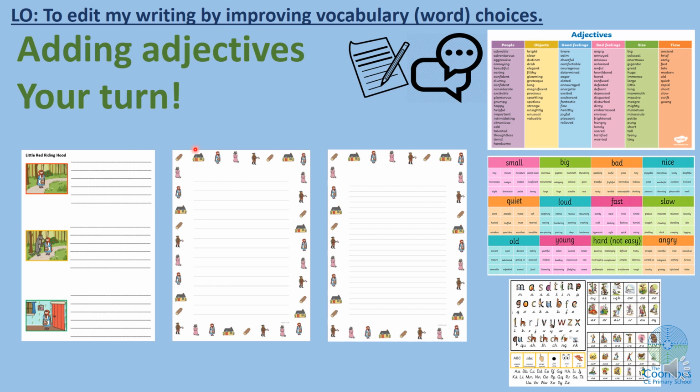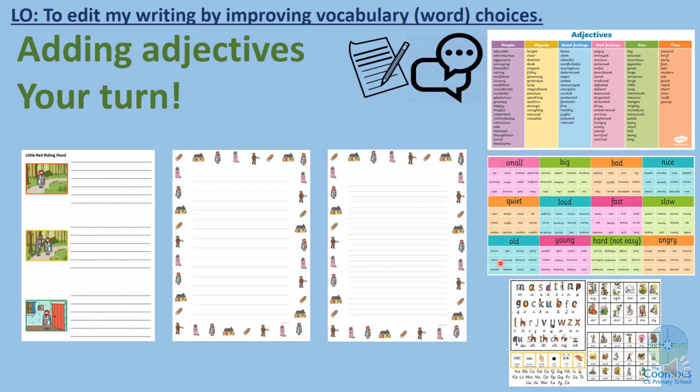Now it is your turn. So you're going to find your Little Red Riding Hood story, and it's almost finished now, but we just need to make sure you are adding those adjectives into your writing. So we have got some adjective word mats that might help you if you're stuck for some ideas, but you can also think about different synonyms yourself.